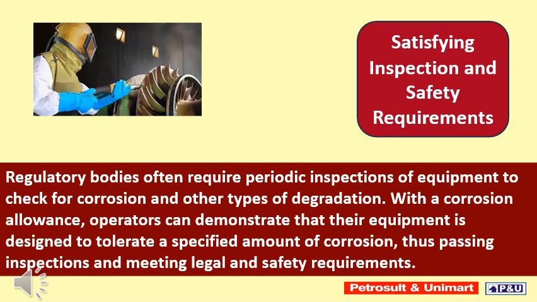Satisfying inspection and safety requirements. Regulatory bodies often require periodic inspections of equipment to check for corrosion and other types of degradation. With a corrosion allowance, operators can demonstrate that their equipment is designed to tolerate a specified amount of corrosion, thus passing inspections and meeting legal and safety requirements.